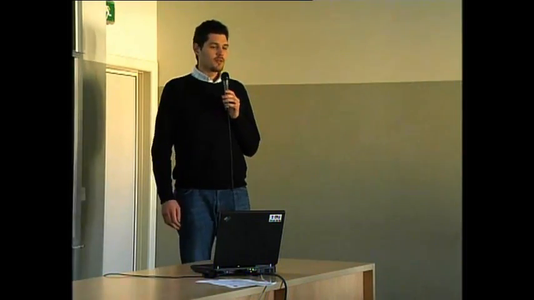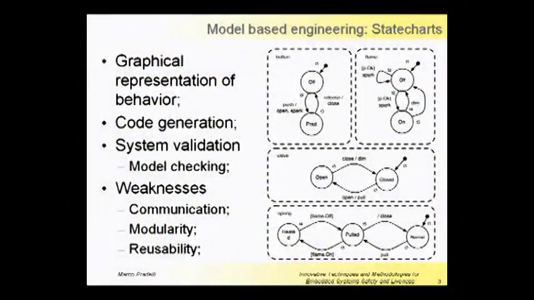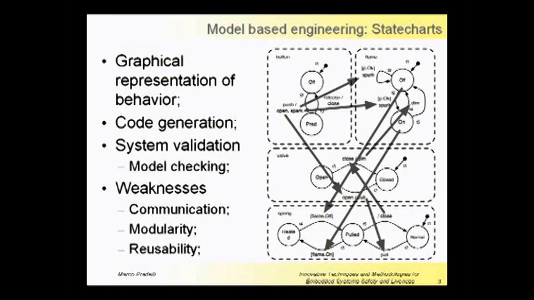Concerning the state of the art, the most known formalism is statecharts, and they allow to graphically represent the behavior with modular constructs. But the major problem is the communication between these modules, because it's not an explicit communication, but is hidden in each of these modules, and each module has knowledge and can read and write information on other modules. This is clearly a problem for modularity and reusability of the software.